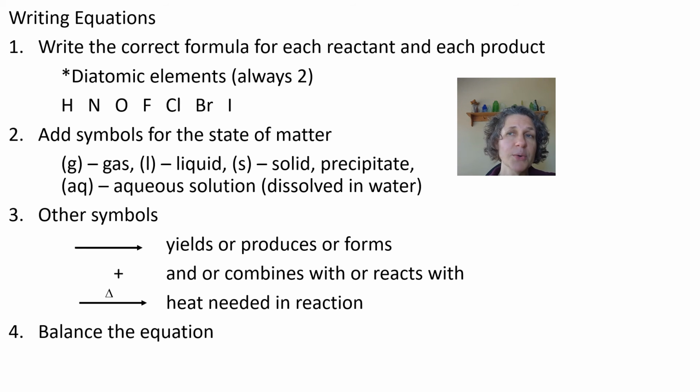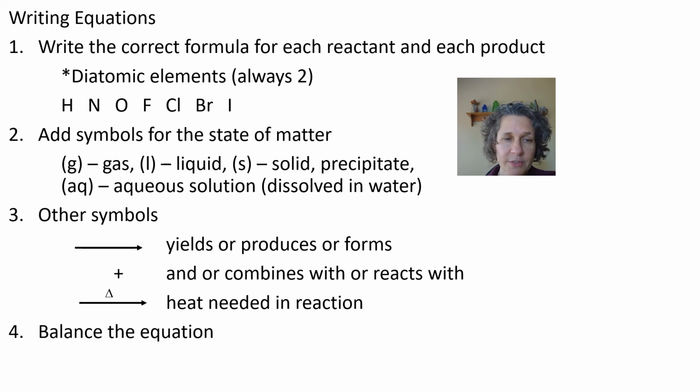One thing to note is if it is a diatomic element, remember you have the 7 diatomic elements, there's always 2 of those. So if I said something like hydrogen reacts, you would put H2. Anything else, you would write the formula like we've been practicing.